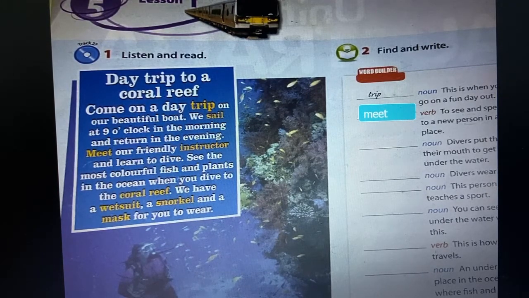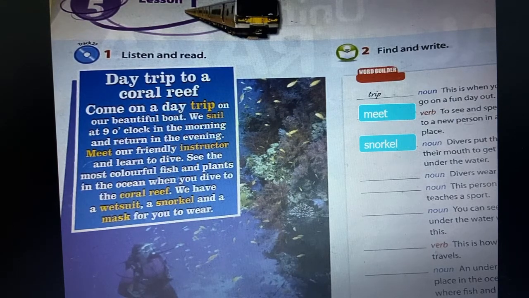Number 3, it's a noun. Divers put this in their mouth to get air under the water. So the word is snorkel. The snorkel helps you to breathe under the water. So snorkel, it's a noun. Divers means people who dive under the water or swim under the water. So they put this snorkel in their mouth to get air under the water. It helps them to breathe comfortably.